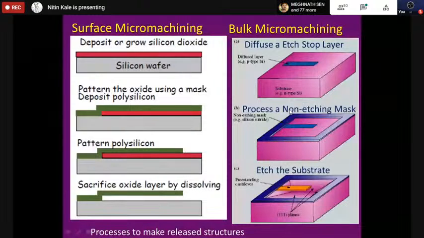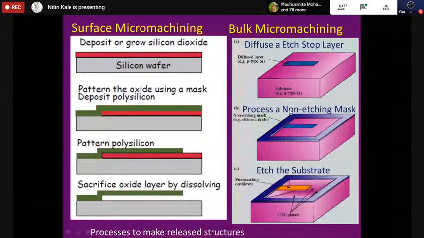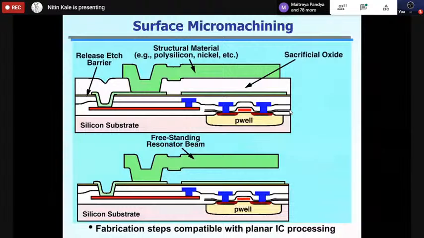That could be silicon dioxide, and this is now free to move. So in this process, the substrate is consumed while micromachining, while etching, and therefore it's called bulk micromachining or bulk etching. In this case, the substrate is not consumed, and therefore you call it surface micromachining. Okay, I'll just skip with this.